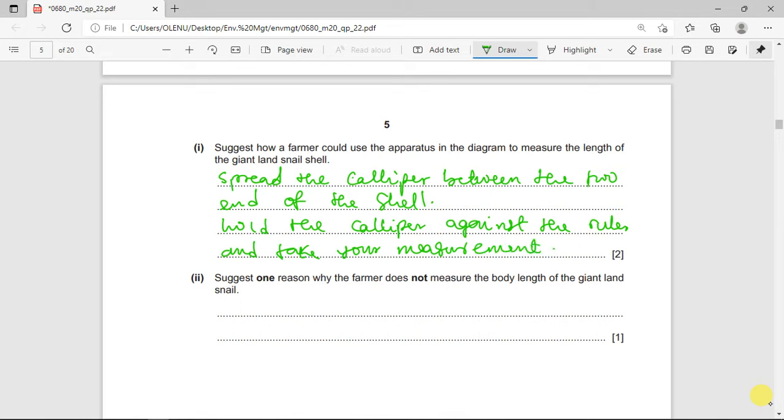That's all. Now, the next question is: suggest one reason why the farmer does not measure the length of the giant land snail's body. Usually snails hide inside their shell, so the whole body will not be exposed. Snails tend to hide inside their shell when touched.